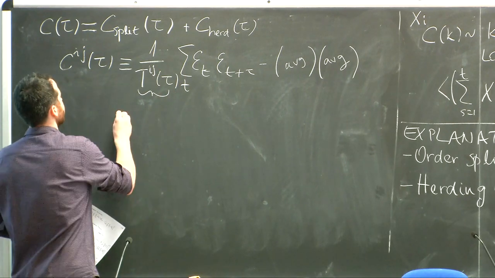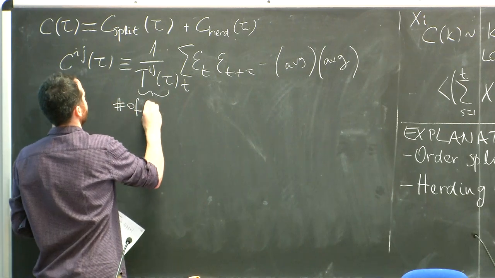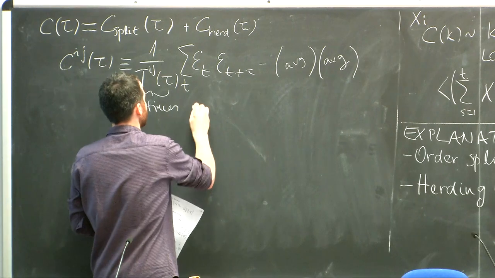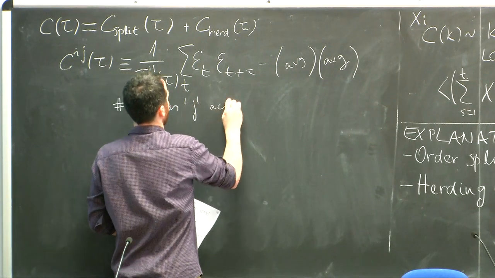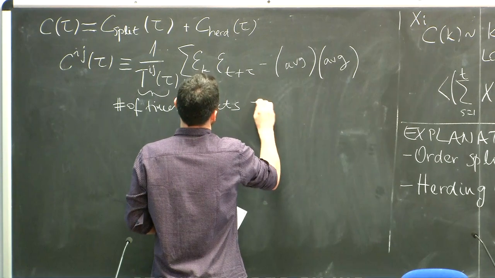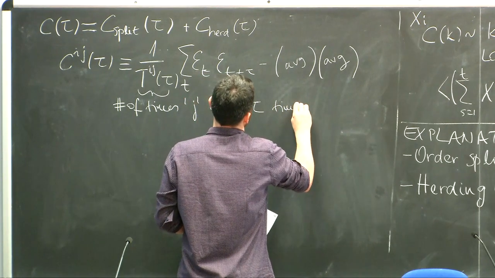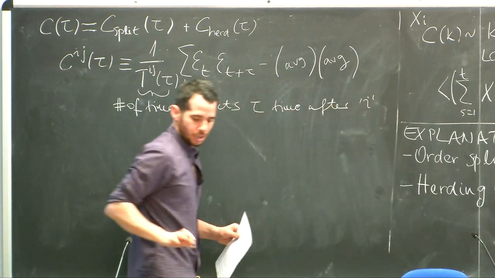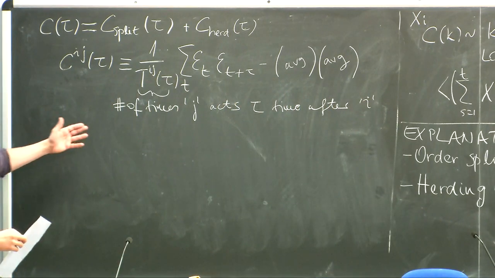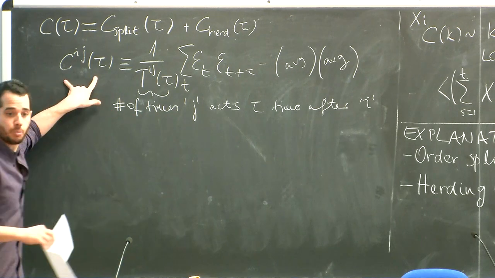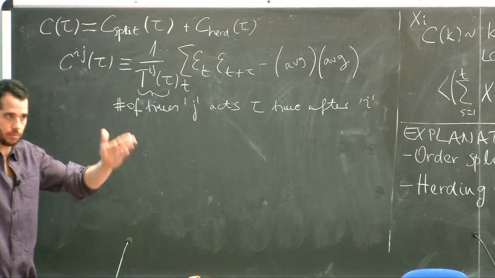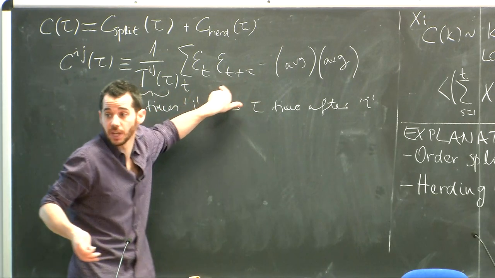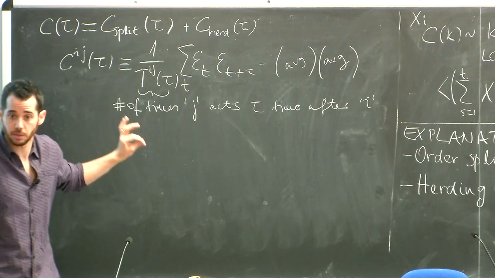What I have to define, of course, is this will be the number of times that j acts tau time after i. So these equations are ugly, but they are really super simple. What this means is: how many times does it happen that these two people act tau time apart? It's just the number of non-zero elements that you will have here. So you have to normalize with that. Okay?